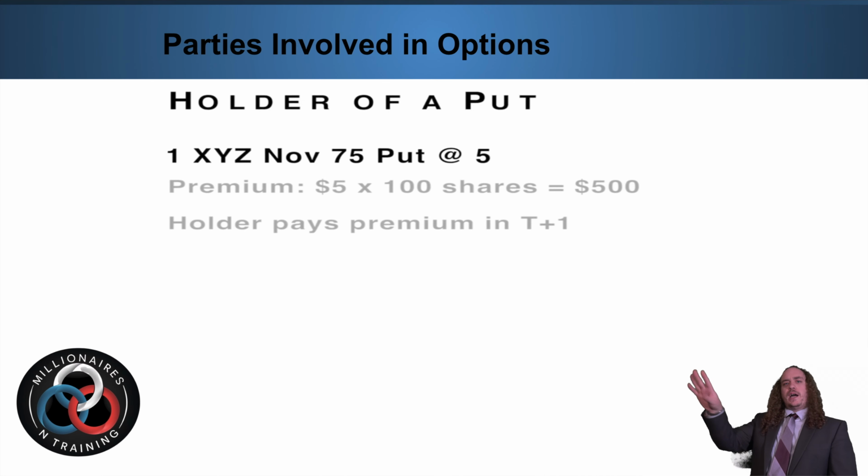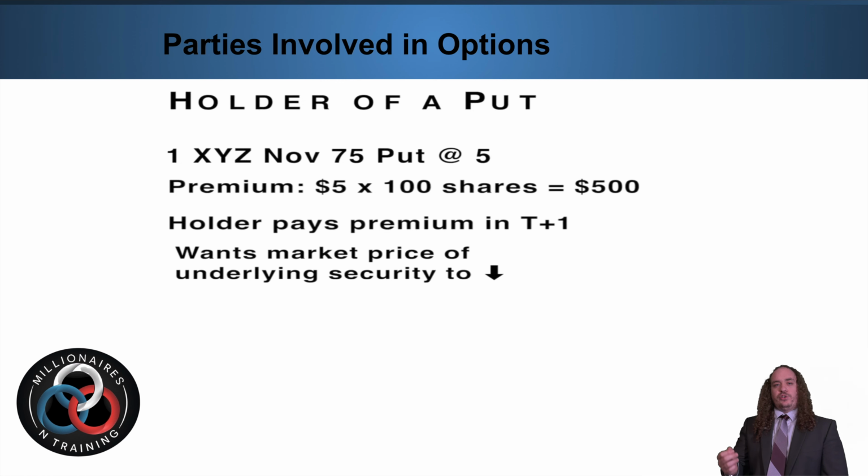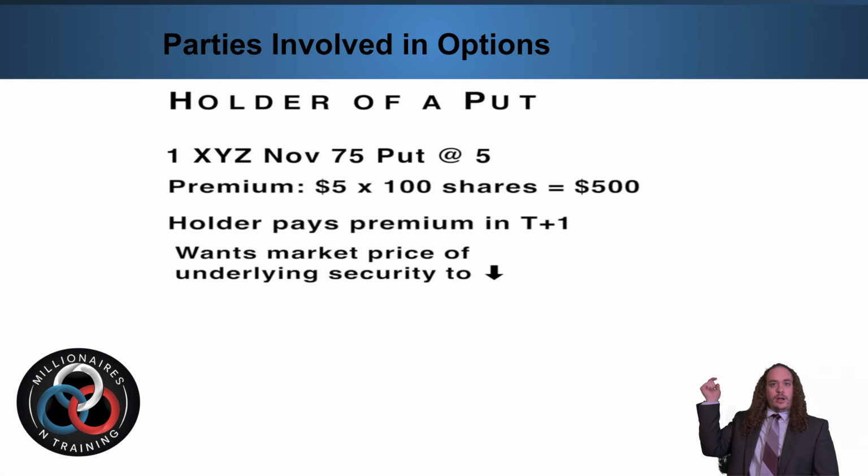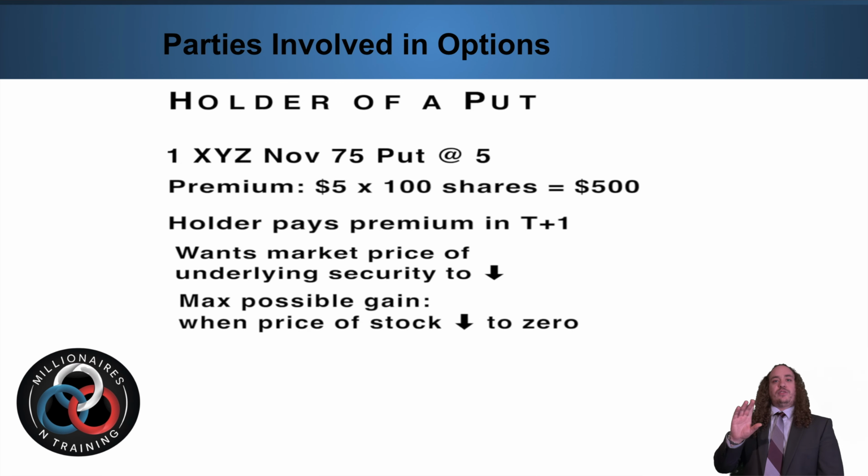The holder pays out the premium when he or she buys the option. They must pay for that premium no later than T plus 1 business day, where T represents the trade date. The holder of the put wants the price of the underlying security to go down. Put down the phone, right? Because they know they can sell the stock at the strike price and then buy it back at a lower market price. What therefore is the holder of a put's maximum possible gain? That occurs when the price of the stock drops all the way down to zero, because then the holder of a put knows that they can sell worthless stock to the writer at the strike price, and the only thing that would be deducted from the gain is the premium that they paid to own the options contract.